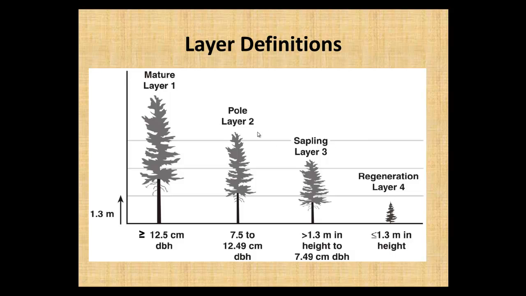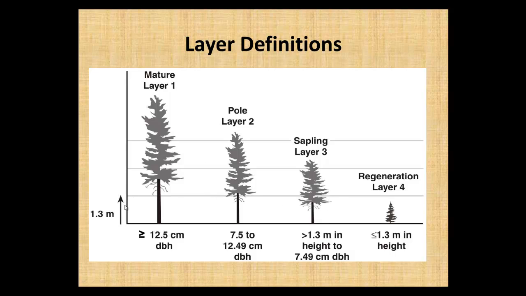And again, it's almost counterintuitive. One would think that the regen layer should be layer 1, but it comes from the top down, as we all know how it works, especially those in government. So layer 1 is equal to or greater than 12.5 cm DBH, and then layer 2 is 7.5 to 12.49 centimeters DBH. Sapling is greater than breast height, which this line shows here.